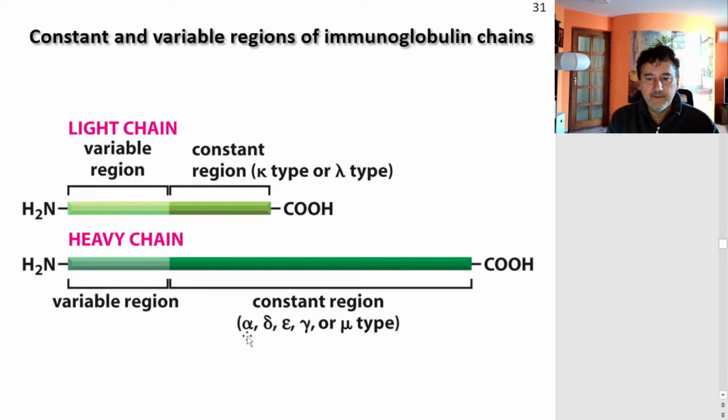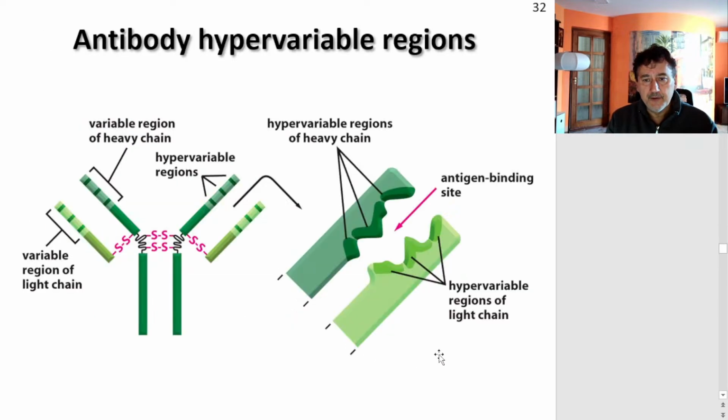So the alpha stands for the IgA. Ig is immunoglobulin, or antibodies. IgA, the delta IgD, epsilon IgE, gamma IgG, the mu IgM. That's the logic of the terminology. So we distinguish so-called hypervariable regions within the variable regions, which means that these regions especially differ between the different antibodies. And they play a crucial role in the recognition of the antigens.